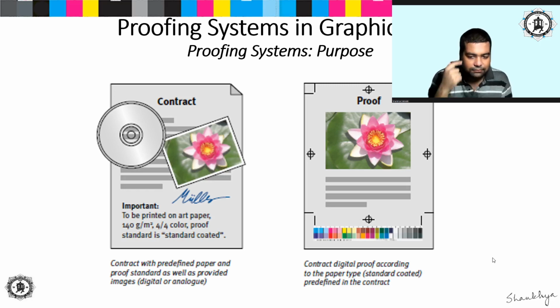Now you might say that okay, that is fine, but what if there is a deviation in the quality between the proof and the final printed output? That is a very natural question. Now, before answering that question, let us try to find out what are some of the methods using which we can obtain proofs.